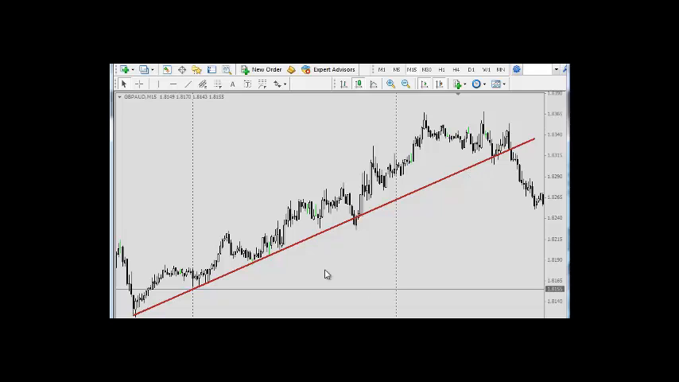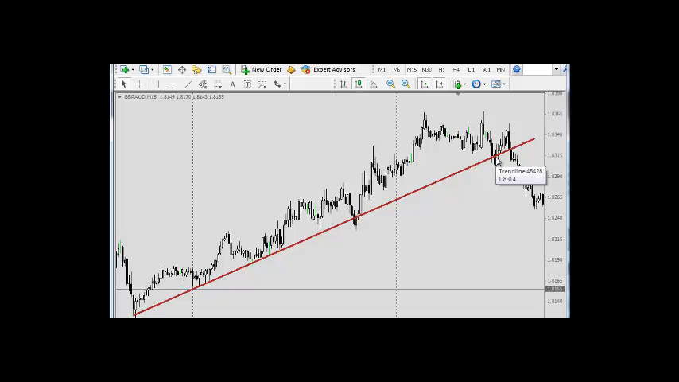If price is above the trend line, it means that price is rising. In other words, it's an uptrend. And when price is under the trend line, it means that the trend is down. The chart you see before you right now is showing that it's an uptrend from this point all the way to this point.